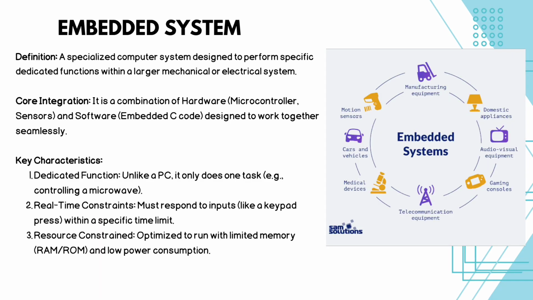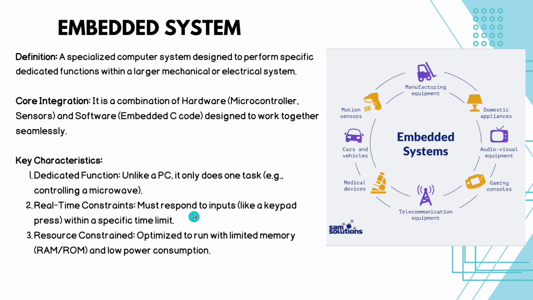One of the main parts of this internship was embedded systems, which I learned first. An embedded system is a combination of hardware and software designed to do a specific task. It is a specialized computer system designed to perform specific dedicated functions within a larger mechanical or electrical system. The key characteristics: unlike a PC, it only does one task. Example, controlling a micro oven.